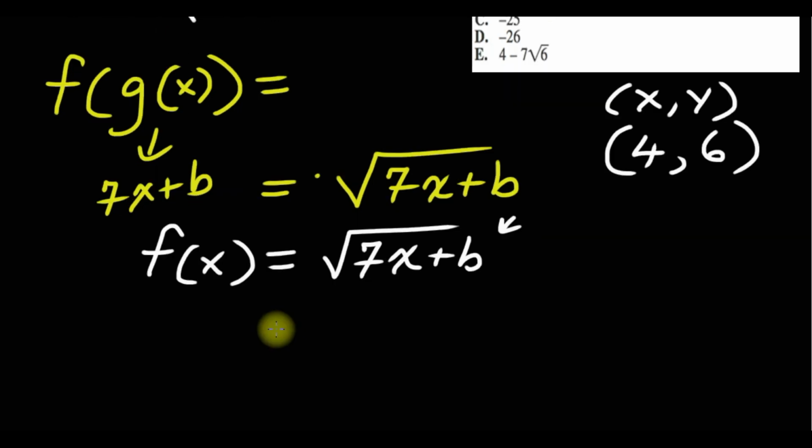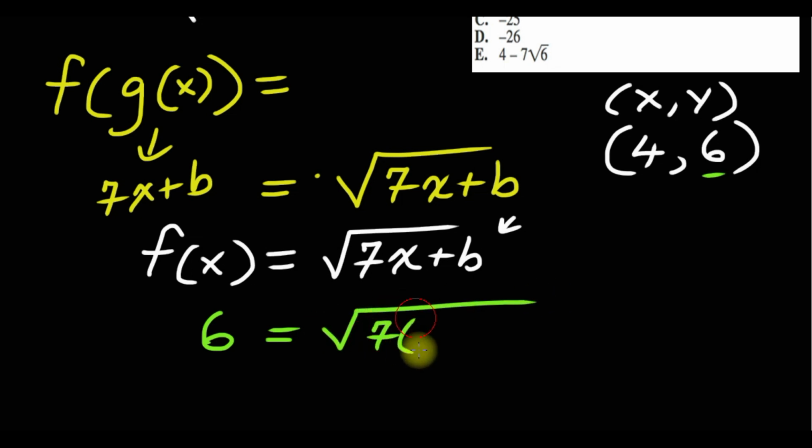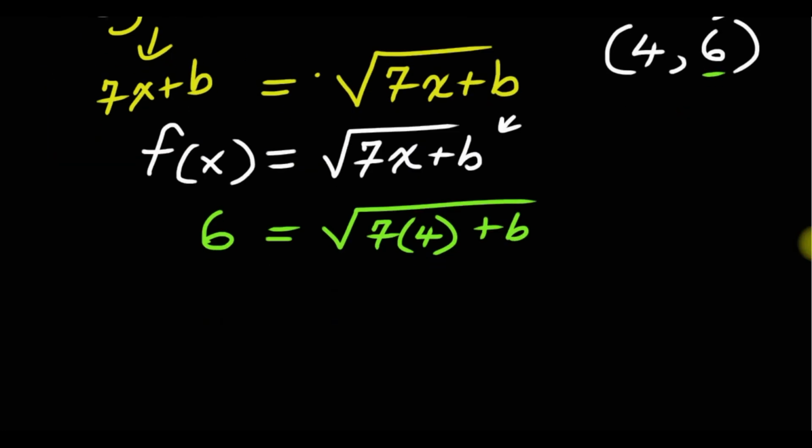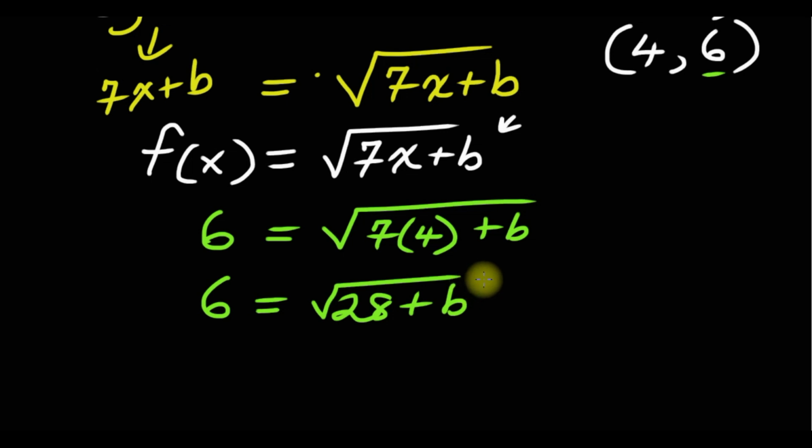So f of x is another name for y. So your y is 6. So it's going to be 6 is the square root of 7x, so that's 7 times 4, plus b. We're going to solve for b. So here we have 6 is the square root of 28 plus b. Solving for b is to get the b all by itself, so we have to isolate the b.